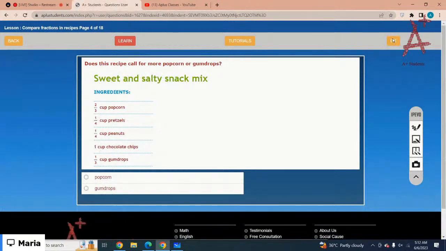Okay, does this recipe call for more popcorn or gumdrops? You need two-thirds of popcorn and one-third of gumdrops. So which one do you need more? Which is more, two-thirds or one-third? Yes, two-thirds is more, so it would be popcorn.